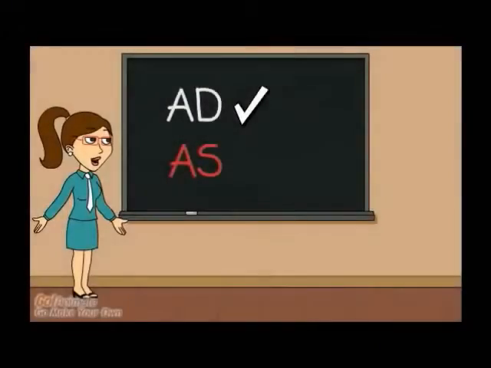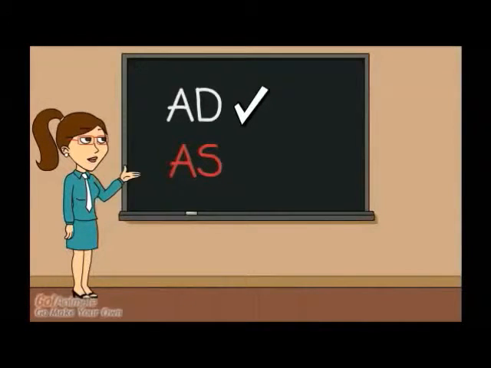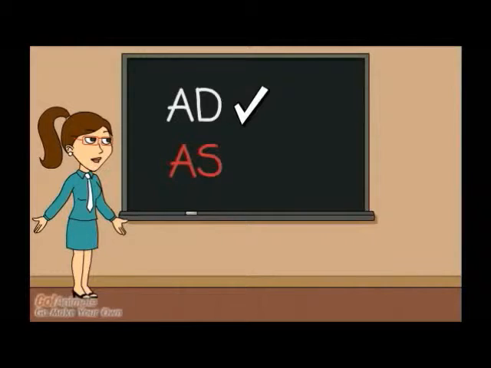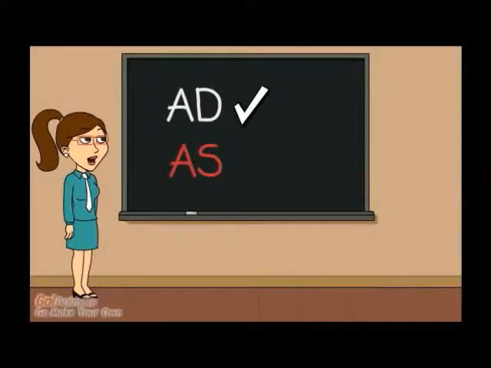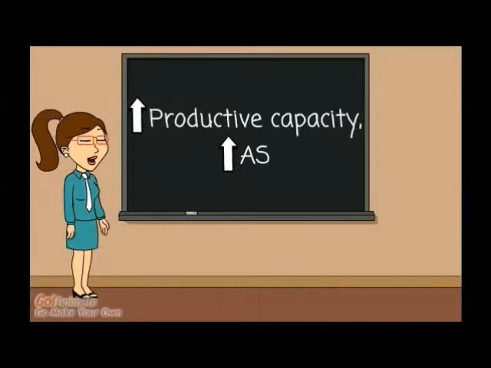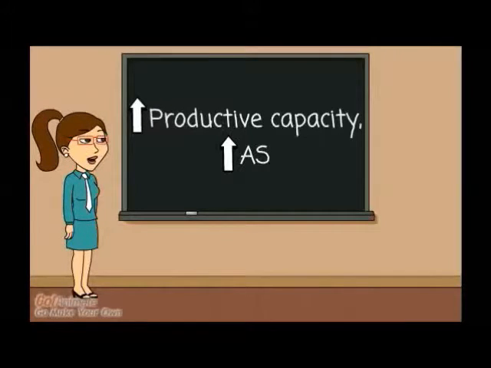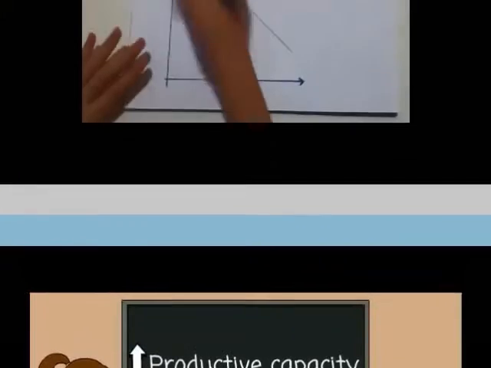Next, we will talk about raising AS. As mentioned before, lower interest rates results in a rise in investments. This means that producers have more capital and resources to produce more goods in a shorter period of time. In the long run, productive capacity thus increases. This causes AS to increase, and the AS curve shifts rightwards.